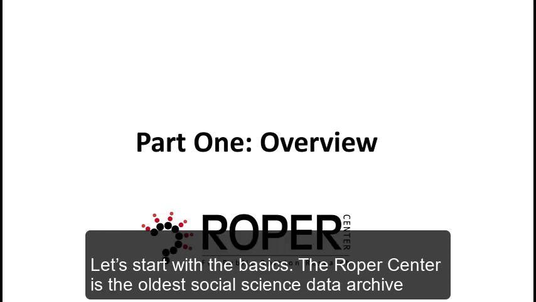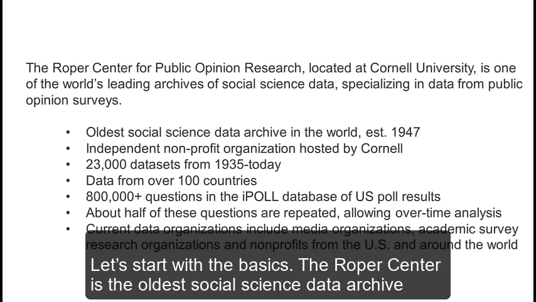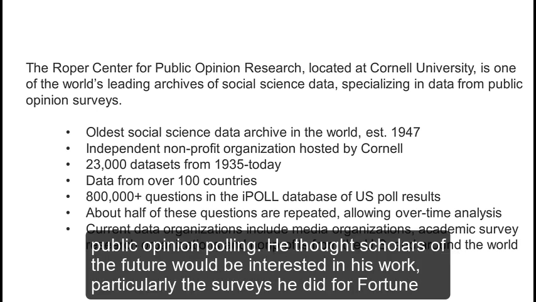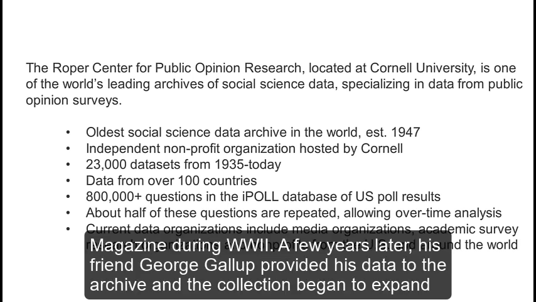Let's start with the basics. The Roper Center is the oldest social science data archive in the world. It was established in 1947 by Elmo Roper, one of the founders of the field of public opinion polling. He thought scholars of the future would be interested in his work, particularly the surveys he did for Fortune magazine during World War II. And a few years later, his friend George Gallup provided his data to the archive, and the collection began to expand rapidly.